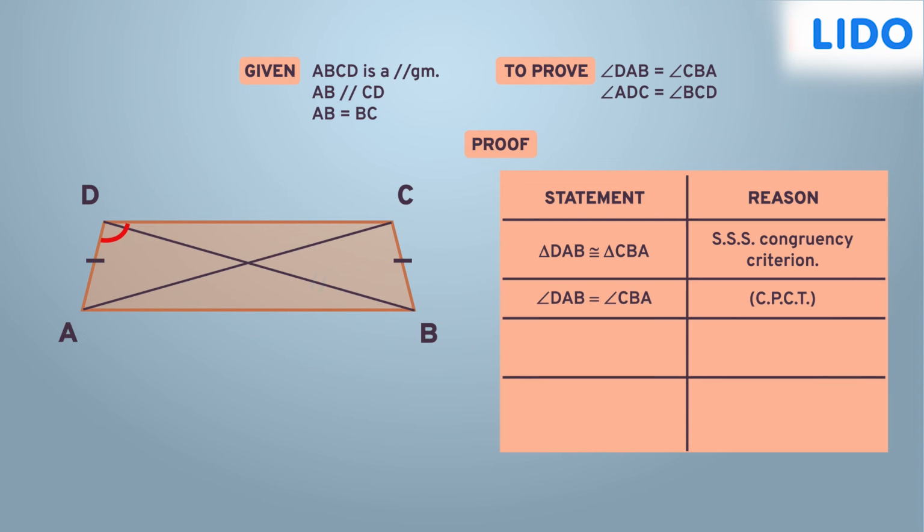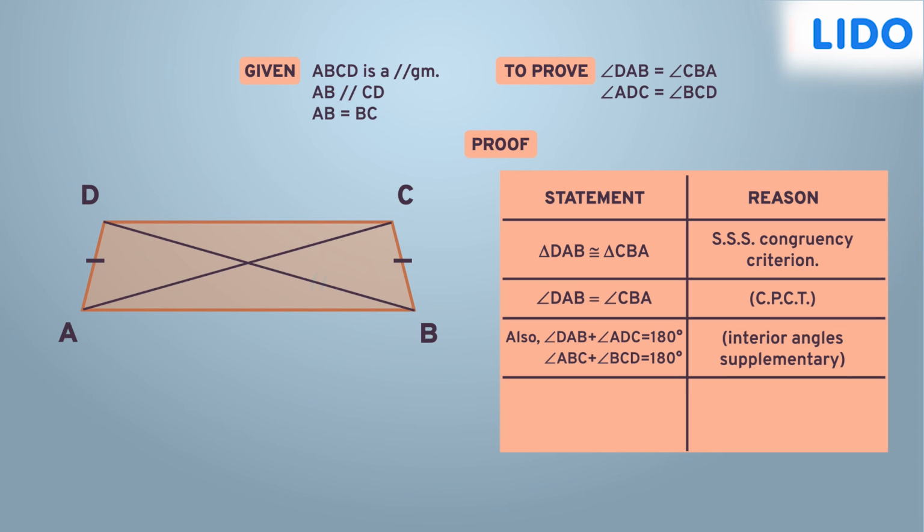Will angle ADC be equal to angle BCD? Let's prove it and confirm. If we look carefully, angle DAB and angle ADC are forming co-interior angles. We know that the sum of co-interior angles is always equal to 180 degrees. Look, we have another pair of co-interior angles, that is angle ABC and angle BCD, the sum of which will also be equal to 180 degrees.